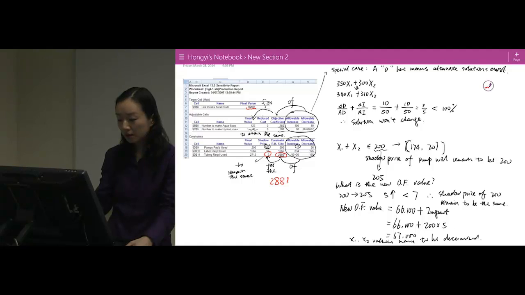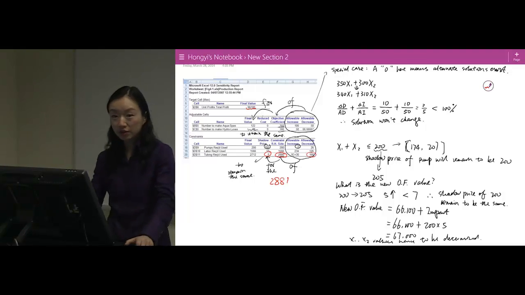But if you decrease it to a certain degree, your shadow price will change. Does that make sense? Look at this value, this 168. What's that value? Do you guys remember that?